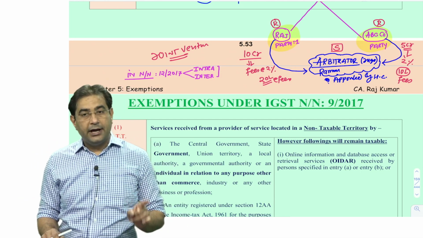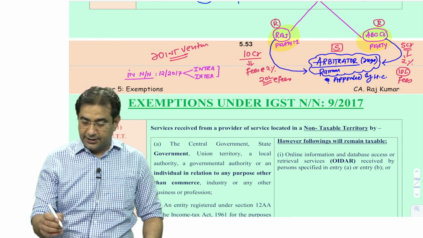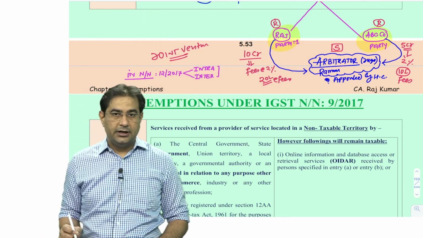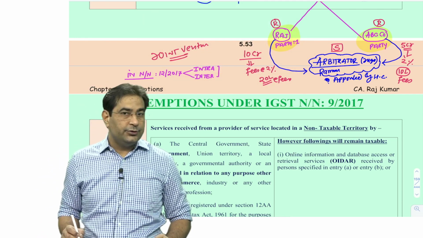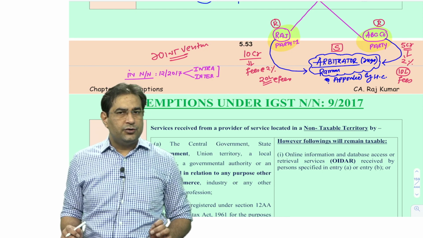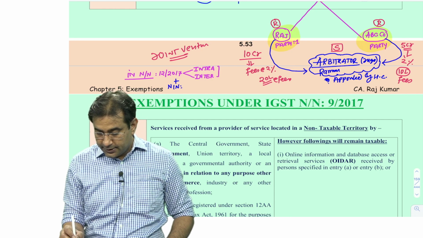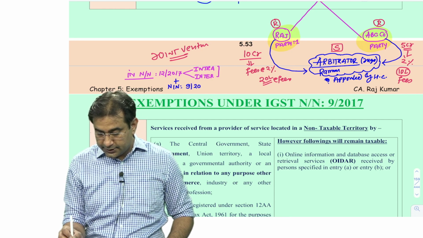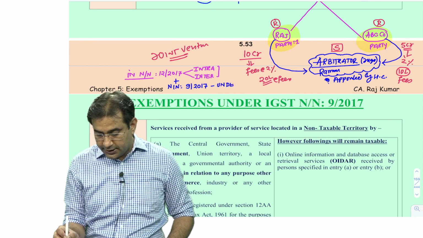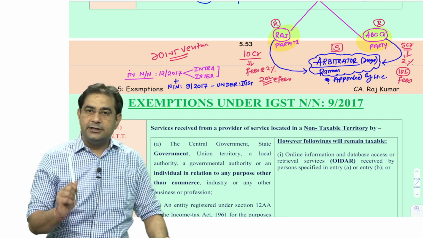Now, in addition to notification number 12/2017, one more notification, namely 9/2017, is issued under the IGST Act 2017. Notification number 9/2017 is issued under the IGST Act, and consequently it will be applicable only in case of interstate transactions.